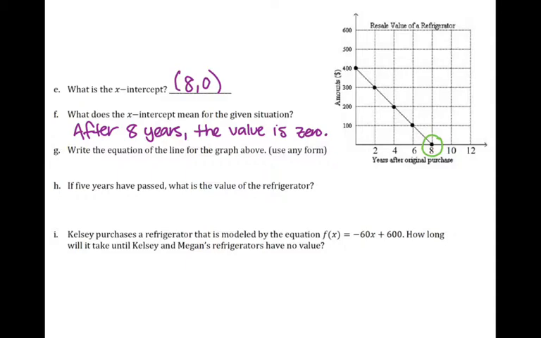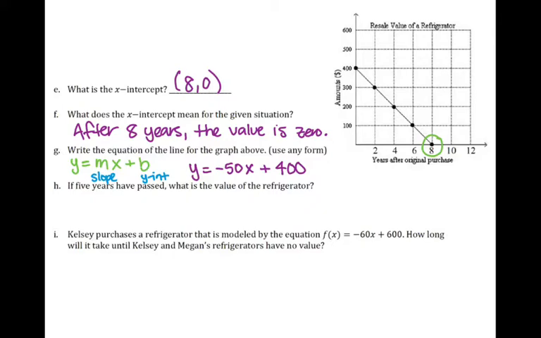Write an equation of the line for the graph above. Use any form. For this particular question, I'm a big fan of using slope-intercept form, mostly because we already found our slope, which is m, and our y-intercept, which is b. Our slope was negative 50 that we did for part A, so that's negative 50x, plus our y-intercept we found in part C, which was 400. So my equation is y equals negative 50x plus 400.